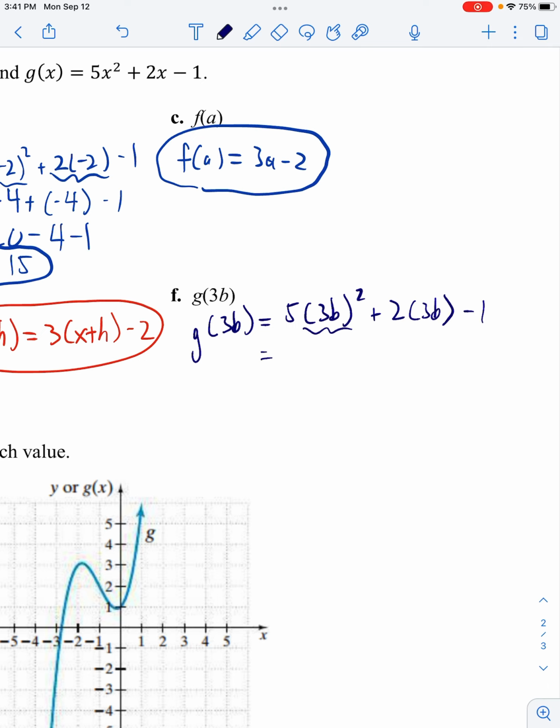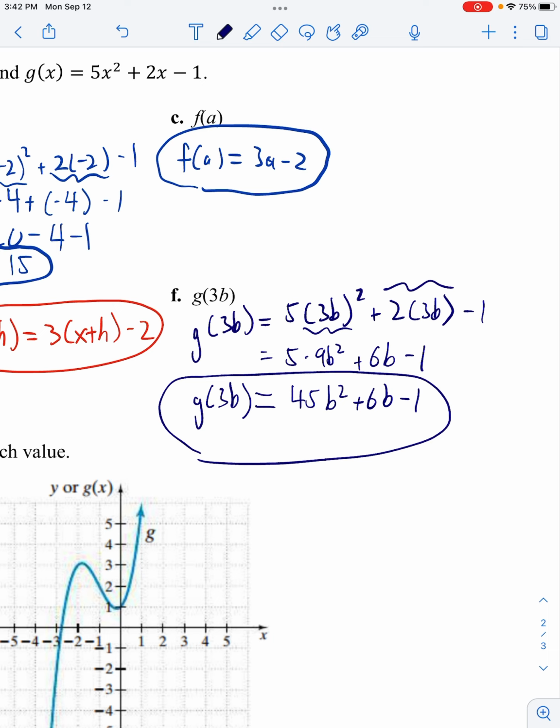So let's square 3b. That gives me 9b squared. Okay, 2 times 3b is 6b, and then my minus 1. So that gives me 45b squared plus 6b minus 1. That's g of 3b.